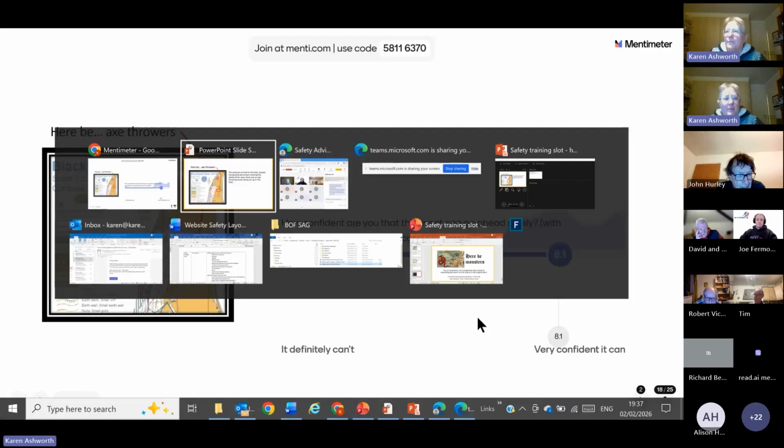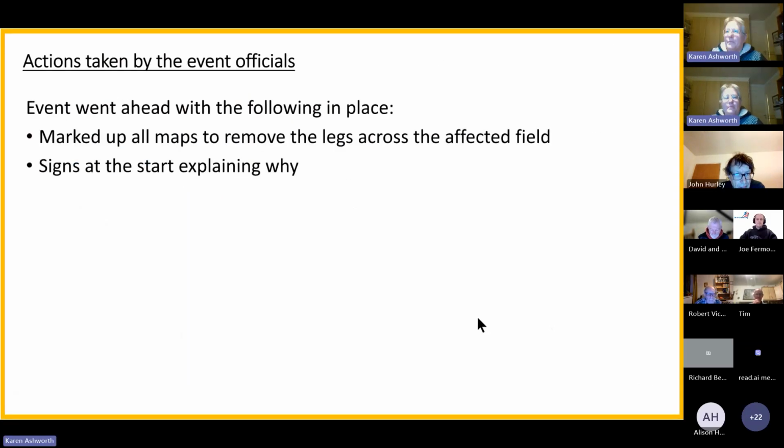So let's go back and look at what happened. The event officials agreed with you. It went ahead. They marked up every single map of that blue course to remove the legs that were going across the affected field, and they put signage up at the start explaining why they'd done that.